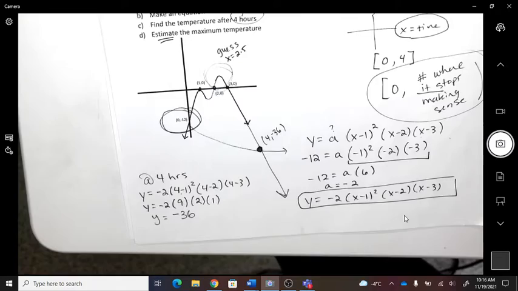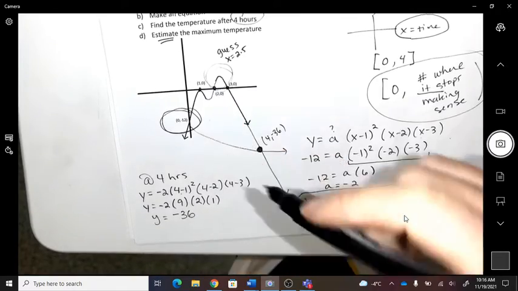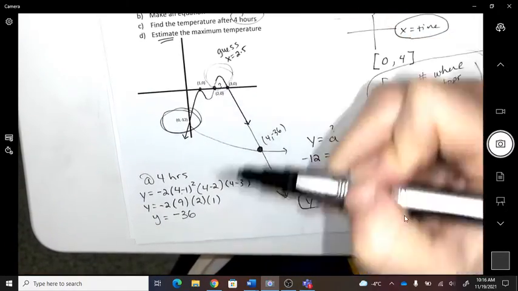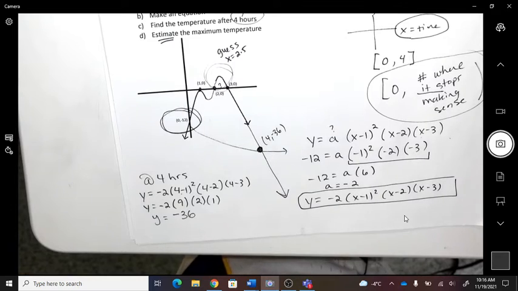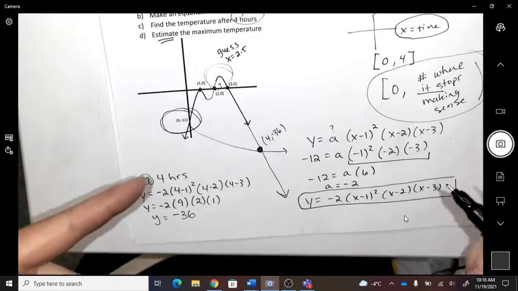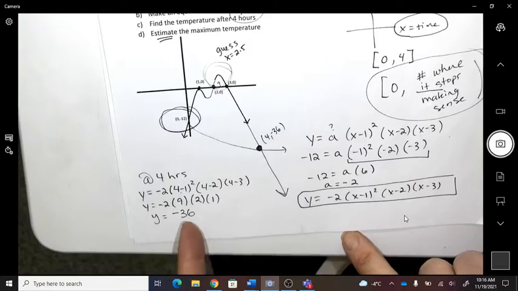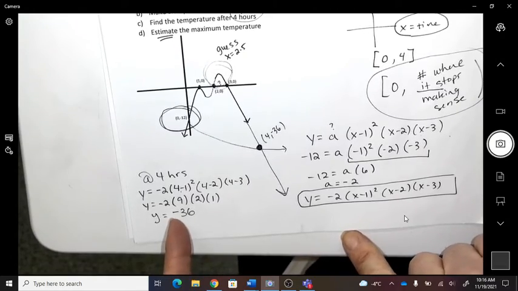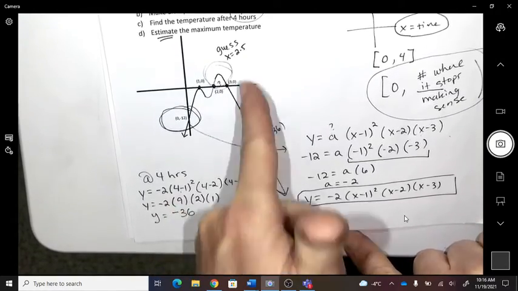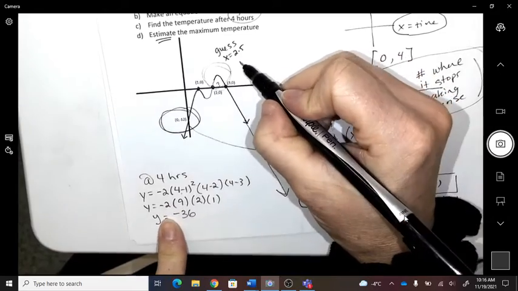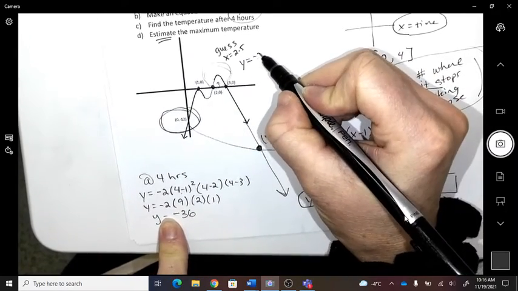What? 4? No, the x value, like, I'm trying to think what's the x value-ish that would give me that? Okay, so you're going to do the same thing we just did here. Here we plugged in a 4, but now we're doing the same method but plugging in a 2.5.